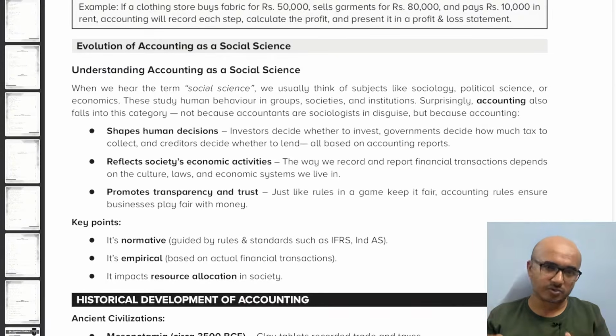That's why they say accounting can also be considered as a social science. It reflects society's economic activities. Of course, yes, we look at GDP, etc. through this. The way we record and report financial transactions depends on the culture, laws, and the economic systems we live in. Fine, but now I would say this is largely untrue, because most of us more or less follow international standards, and most of the countries are converging towards one standard wherein we record and present the information in more or less the same fashion. So that way, especially for MNCs, there won't be any discrepancies when the same is sent elsewhere. It promotes transparency and trust. Just like the rules in a game keep it fair, accounting rules ensure businesses play fair with money.